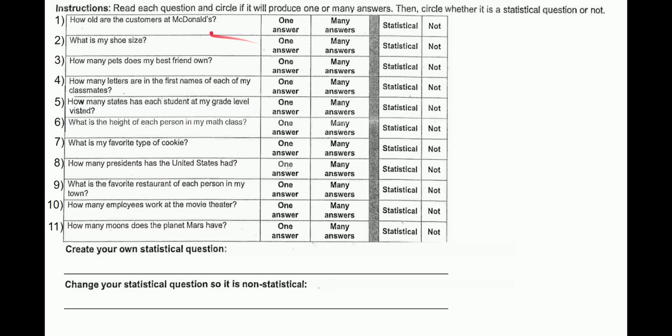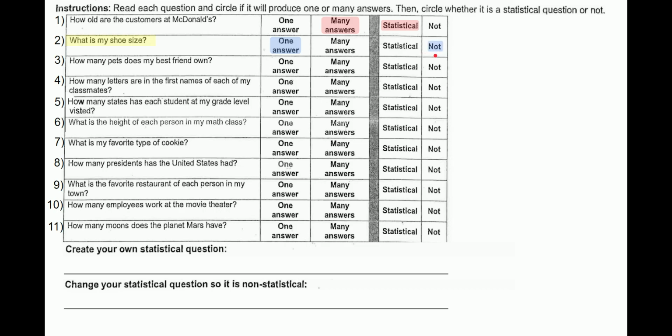Let's move on. So we're going to read each of these, and we're going to see if it produces a statistical or a non-statistical question. So, how old are the customers at McDonald's? Does that have one answer or many answers? Well, a person could be 10 years old, a person could be 50 years old. So there are many answers to that, which means it is statistical. What is my shoe size? Well, I have a shoe size. It's 9, and that means there's only one answer. I'm not asking everybody their shoe size. I'm just asking me. So there's only one answer there, and that makes it not a statistical question.